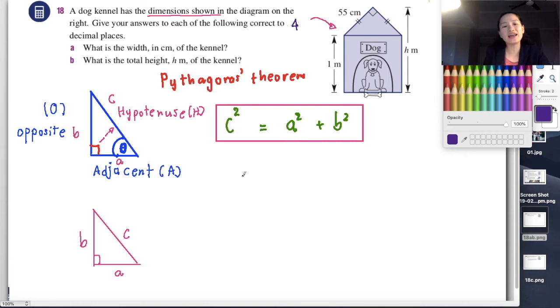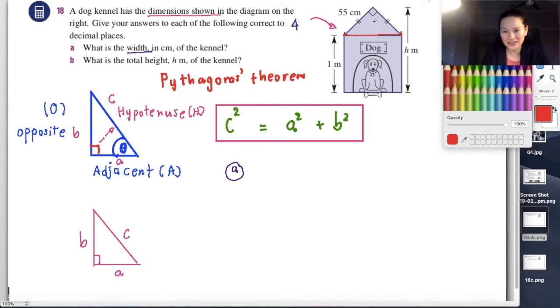Okay, I encourage you every time you read the question, try to read it twice. Read again: what is the width in centimeters of the kennel? So they want you to find this here. Look at the picture. Well, what do you think? How do we solve it? How about we use the Pythagoras rule? Can we use it? Alright, how about I write this out for you?